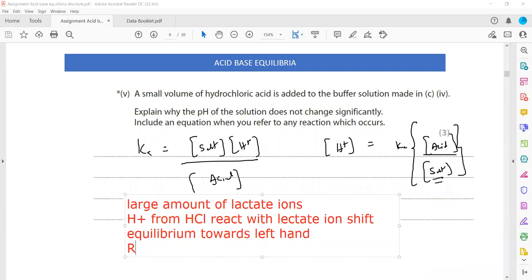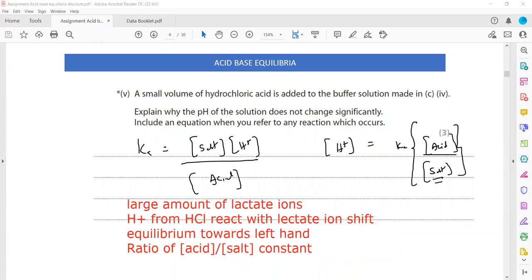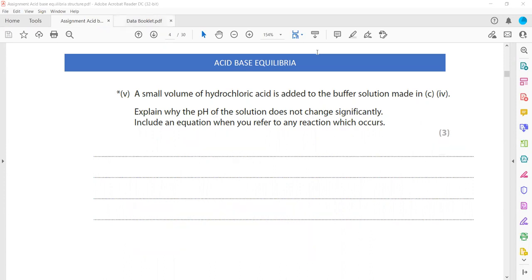But the ratio of the concentration of the acid to the salt does not change. If the ratio remains constant, then the hydrogen ion concentration won't change too much, and that's why the pH will remain unchanged. This is always the case: even if acid or alkali is added, this ratio will remain unchanged.